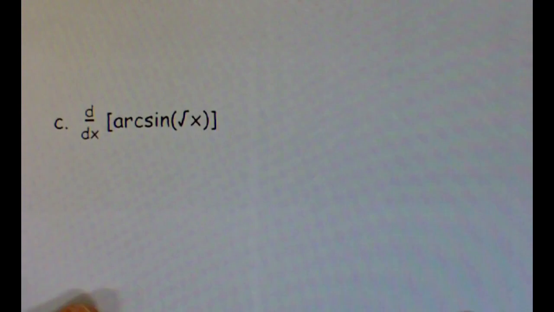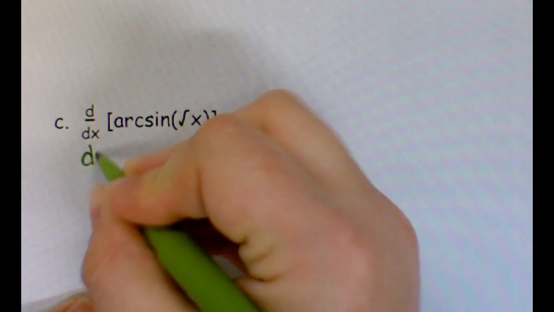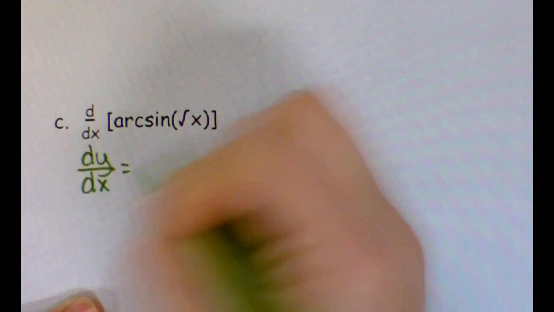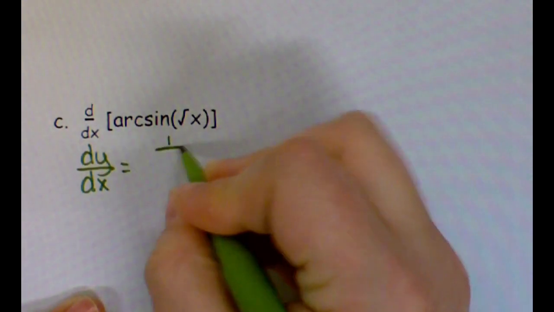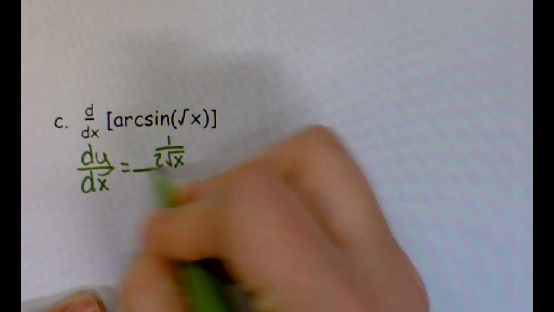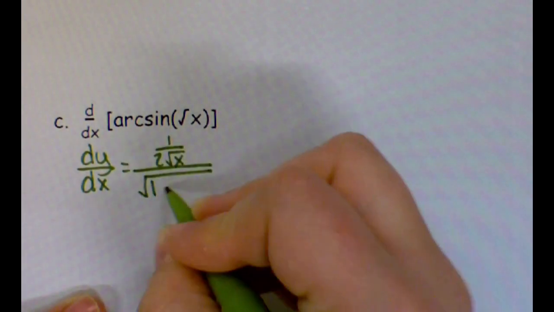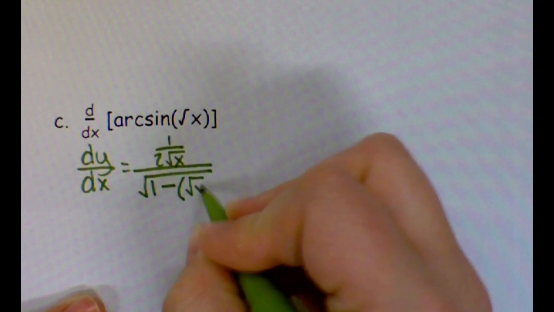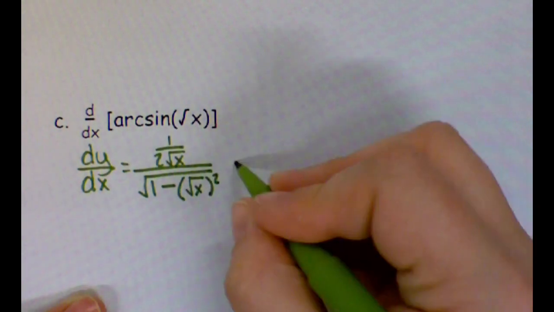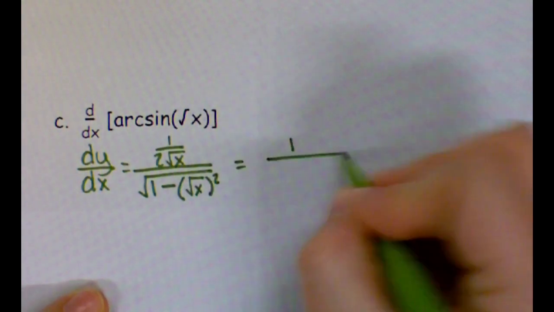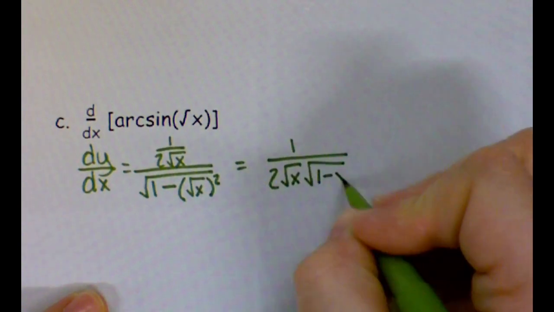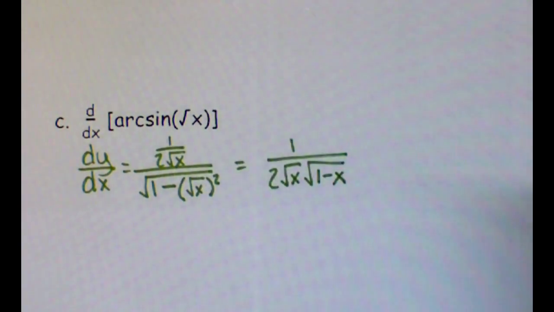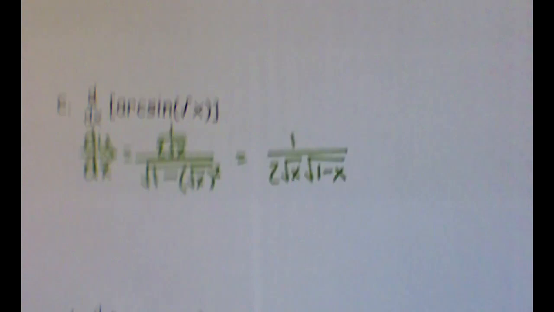The derivative of arcsine of the square root of x: dy/dx equals the derivative of the inside. The derivative of the square root of x is 1 over 2 square root of x, over the square root of 1 minus the square root of x squared. To simplify this a little, I'd put 1 over 2 square root of x, square root of 1 minus x. We could mush those together if we wanted, or leave it like that.